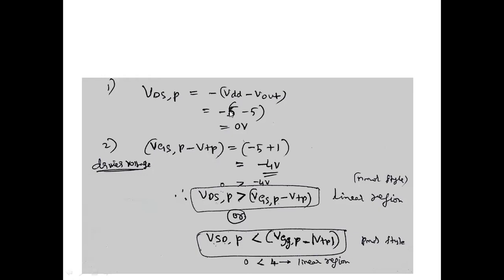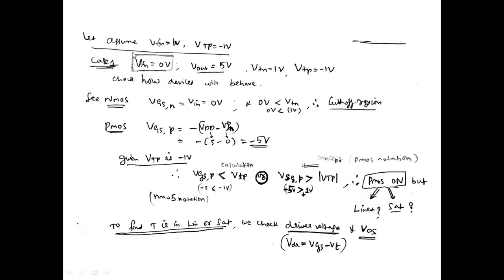Where VD is VDD and the source voltage is V out, right? Hence I'll get this as 5 minus 5 equal to 0 volts. Second, I'll check VGS comma P minus VTP, where VGS comma P is minus 5 and VTP is minus 1. Minus into minus is plus, hence it is plus 1, and we get the answer as minus 4. Now we'll have a check. Suppose this VDS comma P is greater than VGS minus VT, then my device will be in the linear region. Okay, so this step is for case 1, for Vin equal to 0 volts.